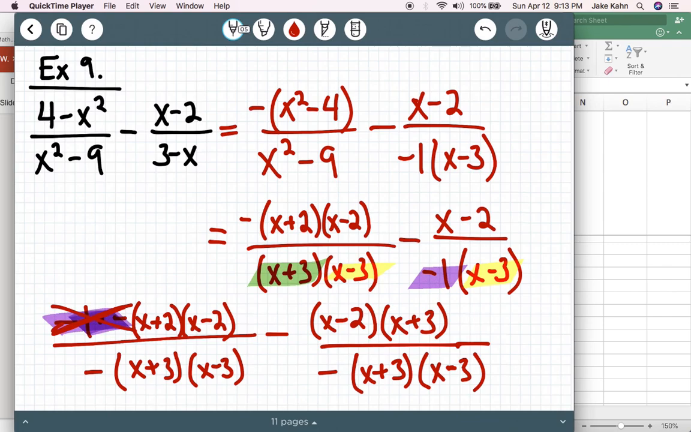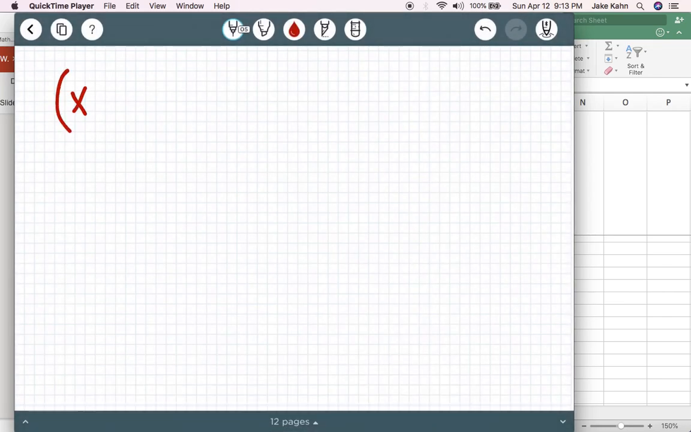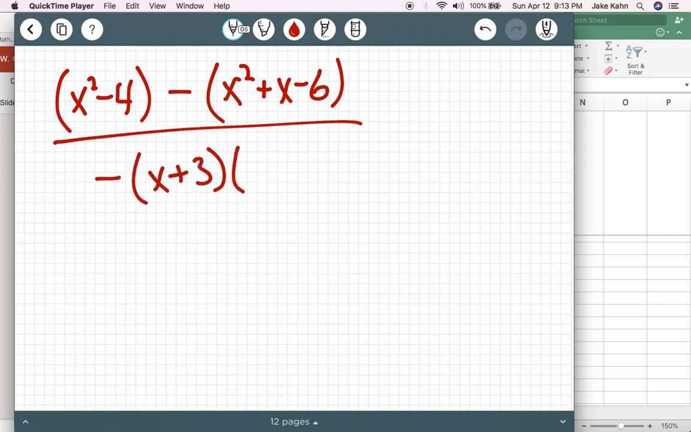All right, so on top, x plus 2 times x minus 2 is x squared minus 4. And over here, x minus 2 times x plus 3 is x squared plus x minus 6. So that's what I'm going to be writing on this new slide here. We have x squared minus 4 minus x squared plus x minus 6 all over our bottom, which was negative x plus 3 times x minus 3.